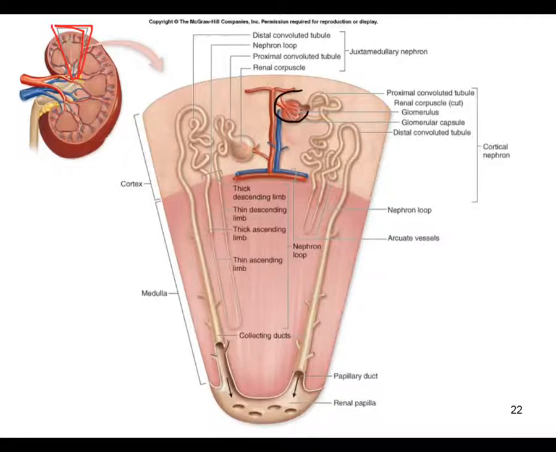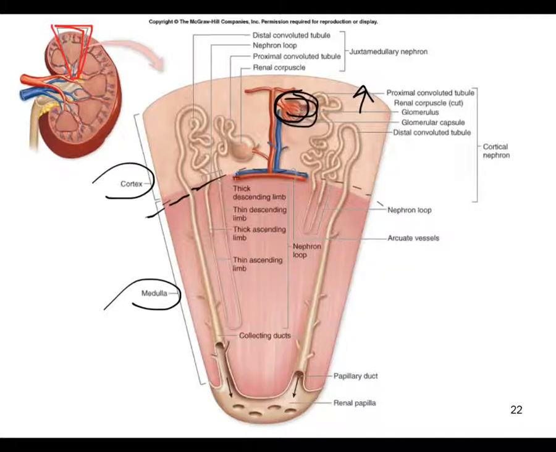This nephron's way up in the cortex. So I'm going to draw a dotted line here. Above it is the cortex, below it is the medulla. So this nephron and that glomerulus and all the tubing is primarily up in the cortex. So that's a cortical nephron, and it has a very wimpy loop of Henle.